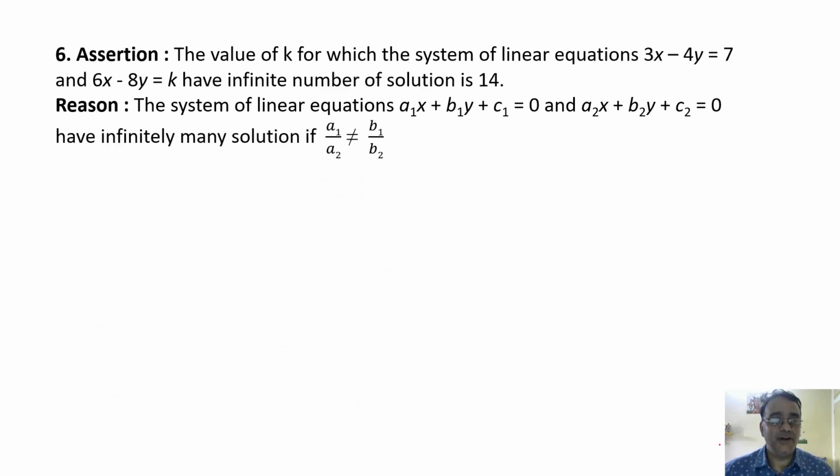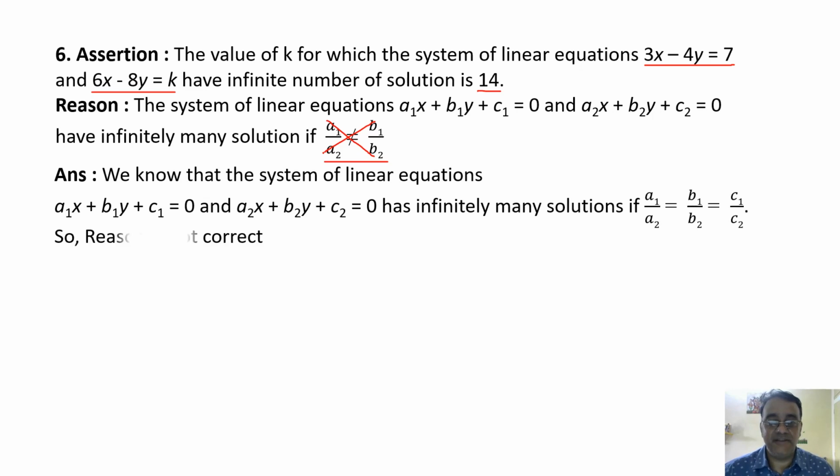Right. So now we are going to start sixth question. The value of k for which the system of linear equations 3x minus 4y is equals to 7 and 6x minus 8y is equals to k have infinitely many solutions is 14. The reason is given that the system of linear equations a1x plus b1y plus c1 is equals to 0 and a2x plus b2y plus c2 is equals to 0 have infinitely many solutions if a1 upon a2 is not equals to b1 upon b2. So this is wrong because the condition is a1 upon a2 is equals to b1 upon b2 is equals to c1 upon c2. So the reason is given wrong.